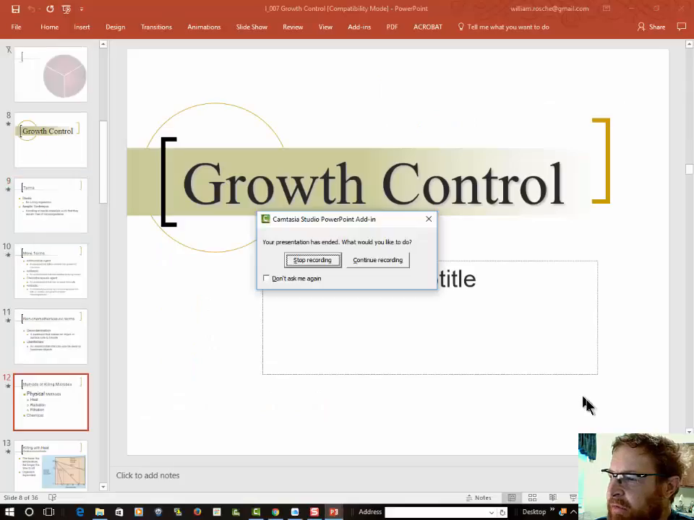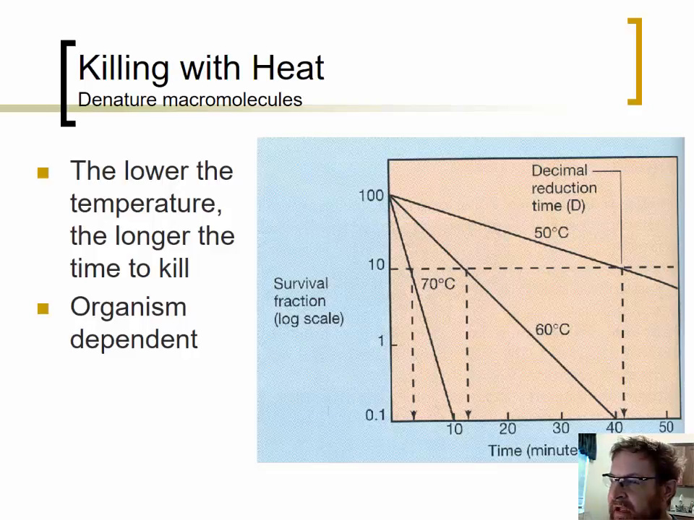Okay, we can divide the killing into a few different forms, either physical forms or chemical forms. And the physical forms include heat, radiation, and filtration. The first of our methods for killing is with heat. And heat in general is a very easy way to kill things, and we'll be able to use it in a number of different ways.